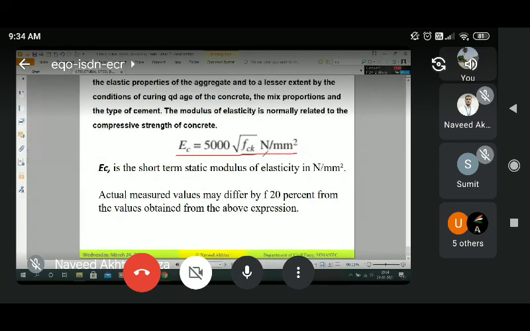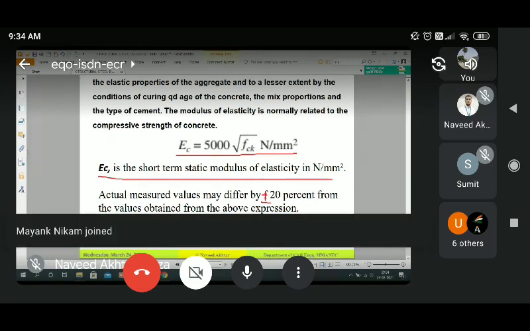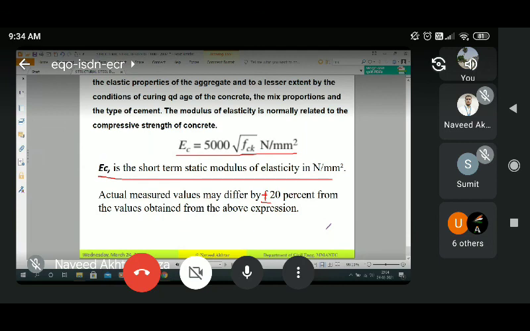Ec is equal to 5000 root fck Newton per mm square, where Ec is the short-term static modulus of elasticity in Newton per mm square, and actual measured values of this elastic modulus will differ by plus minus 20% from the values obtained from the above expression.